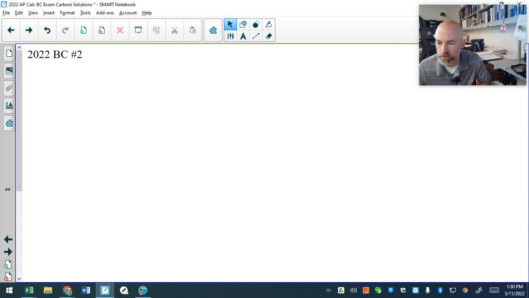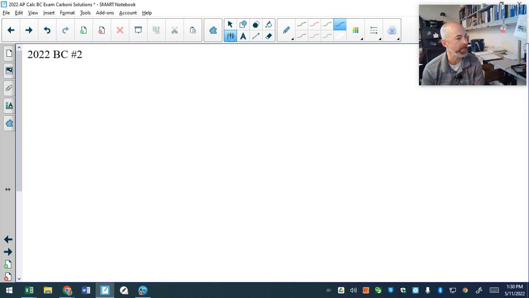So a particle moving along the coordinate plane, looks like we have vector motion. We have dx/dt and dy/dt. They give me an initial condition, the position at time t equals 4. So I'm going to go ahead and make a note that my x position at time 4 is 1, and my y position at time 4 is 5. And then they give me equations for x prime and y prime.